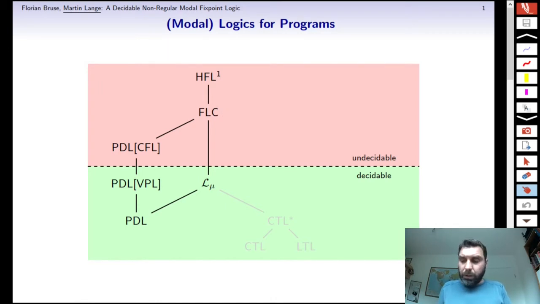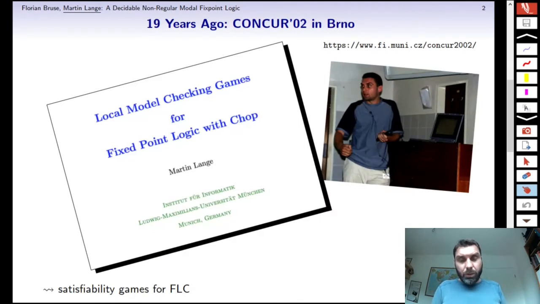Now, the story goes back quite a while ago to ConcurB 2002, where this handsome looking young man gave a characterization in terms of games for the model checking problem for fixed point logic with ConcurB. And we can use this now to construct satisfiability games for this logic, even though the logic is undecidable.